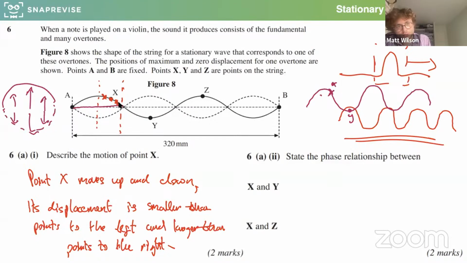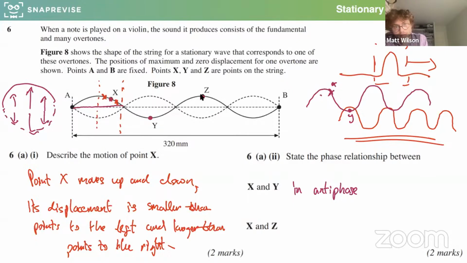However, if X, for instance, were at the top of its rise here, Y would be at the bottom of its oscillation here. And in general, they're going to be at opposite points. X is going up by the same amount that Y is going down. So X and Y here are actually in anti-phase. They are at opposite points in their cycle, even if they don't really look like it. And that's one of these just weird things about stationary waves.